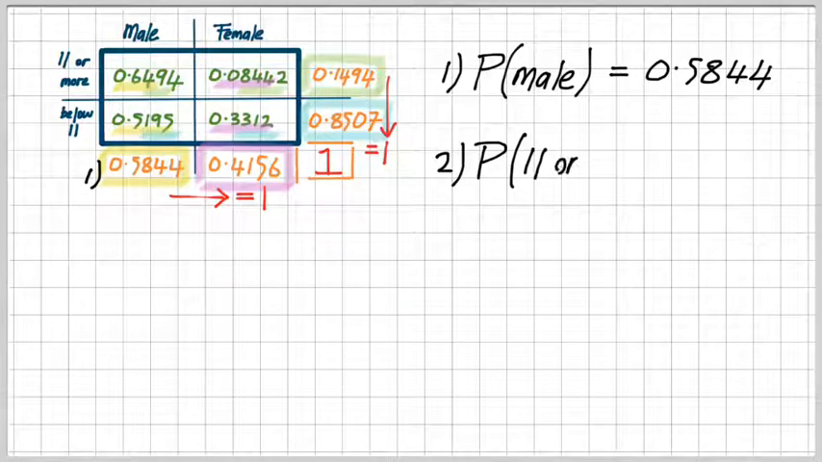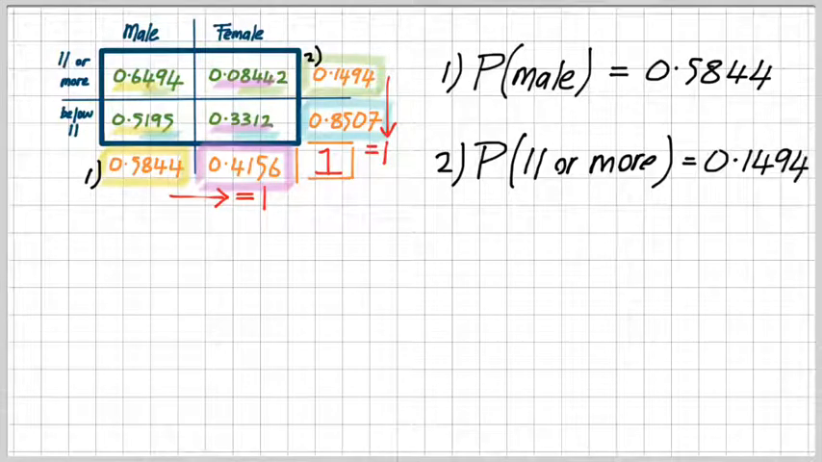What we also want to look at is where a student's got 11 or more on the beep test. So that's going to be this number here, 0.1494.